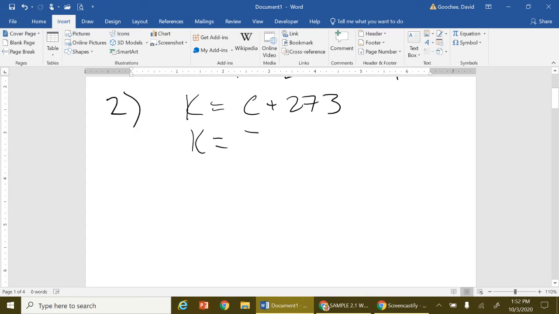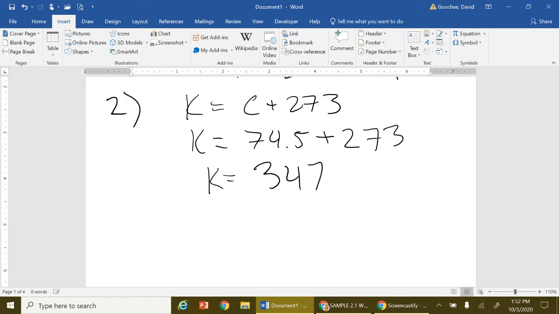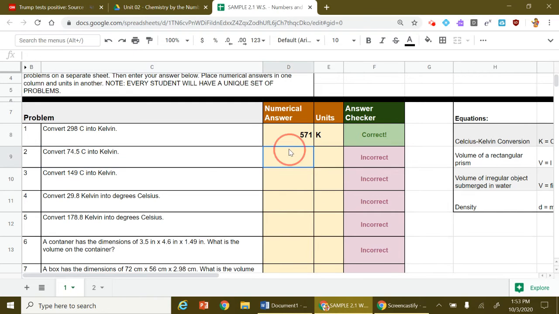74.5 Celsius. That's very hot, by the way. That's like super scalding, like 180 Fahrenheit. All right, plus 273. I'm going to plug it into my calculator. Not ashamed to say I'm using my calculator, guys. So 74.5 plus 273 equals 347.5 Kelvin. See, it's correct.